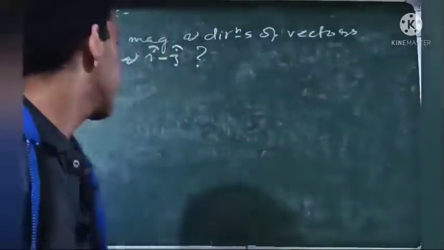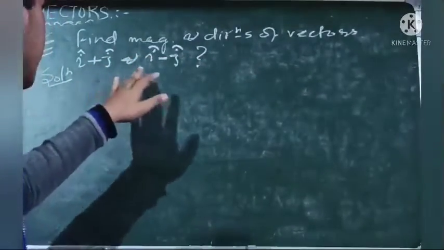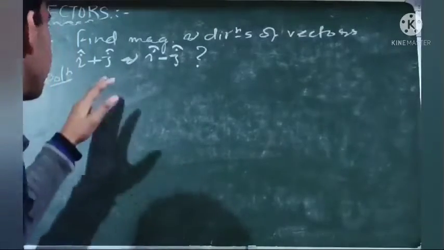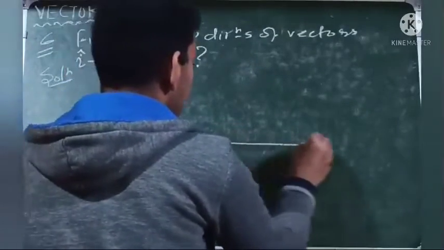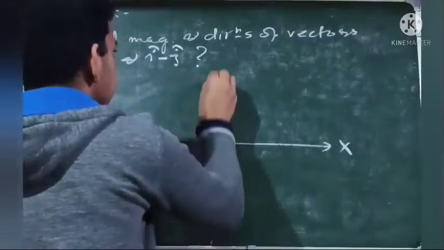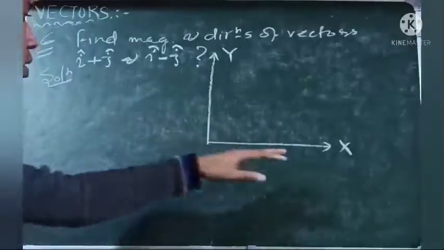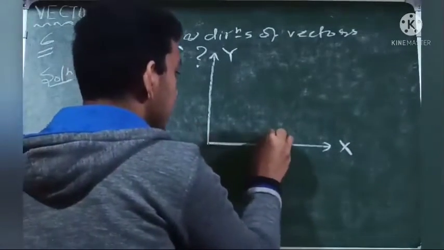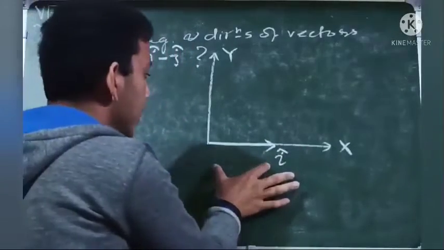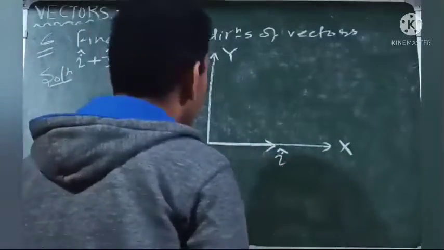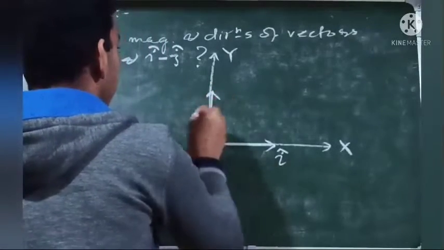Next question is question number 6. Here we have to find the magnitude and directions of the vectors i cap plus j cap and i cap minus j cap. Let's understand this question first by drawing the figure. Suppose this is x axis and this is y axis. Then i cap is the unit vector along the x axis. Suppose this vector is i cap. I have assumed this is of magnitude 1, that means this length is 1 unit and its direction is along the positive direction of x-axis, and j cap is the unit vector along y-axis.